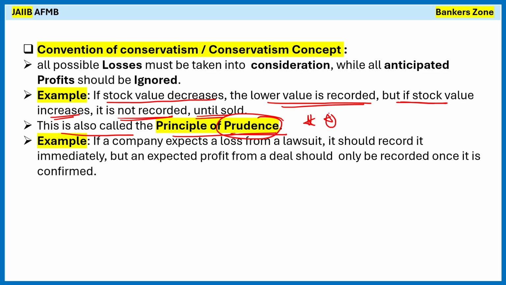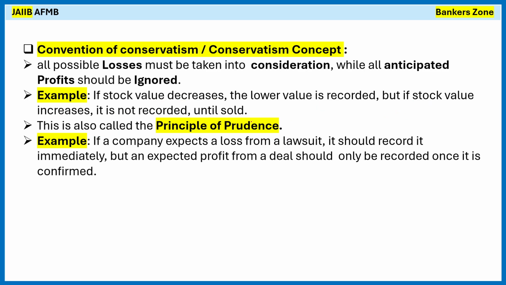Which of the following conventions is called the principle of prudence? The conservatism concept, or the convention of conservatism, is also called the principle of prudence. See, through an example, you will get a better idea. If a company expects a loss from a lawsuit, it should record it immediately. But if it is expecting a profit from a deal, it should be recorded only once it is confirmed.